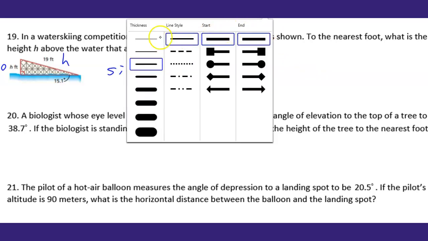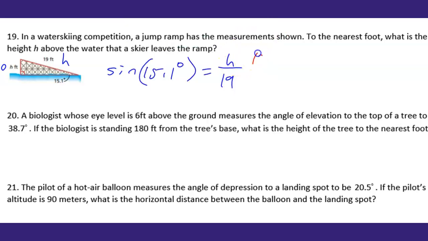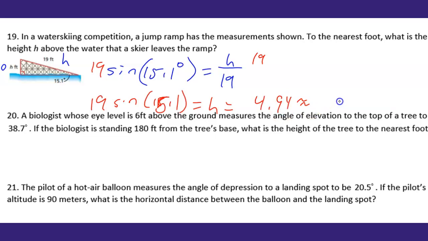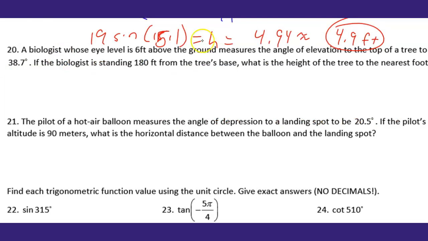So now we are going to multiply by 19 on both sides. So 19 sine of 15.1 equals h. And that's going to be 4.94, which we round to the nearest tenth, which is 4.9. So 4.9 feet. 4.9 feet. All right, for this problem right here, we got to draw a triangle.